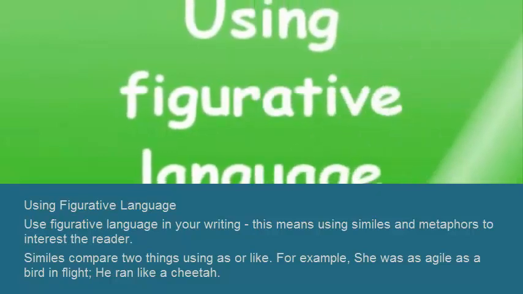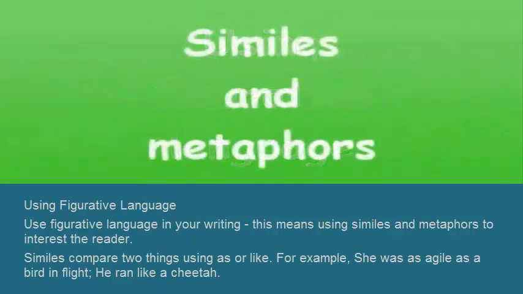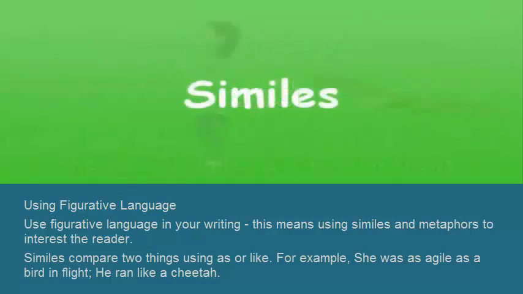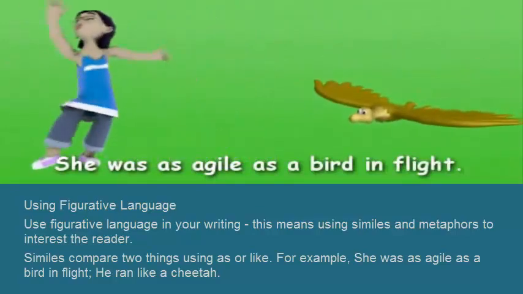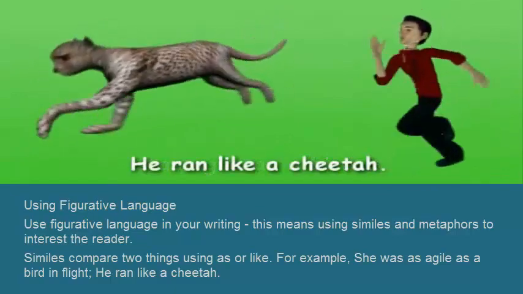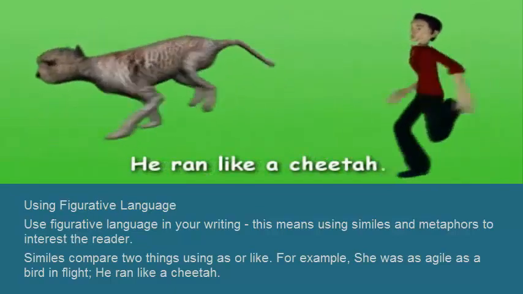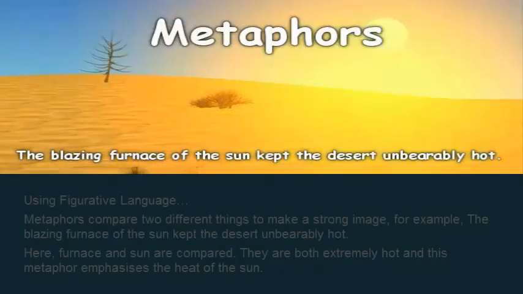Using figurative language. Use figurative language in your writing. This means using similes and metaphors to interest the reader. Similes compare two things using as or like. For example, she was as agile as a bird in flight. He ran like a cheetah.